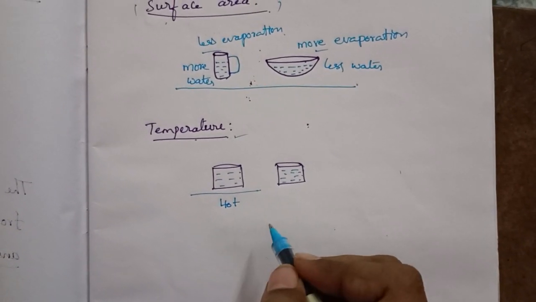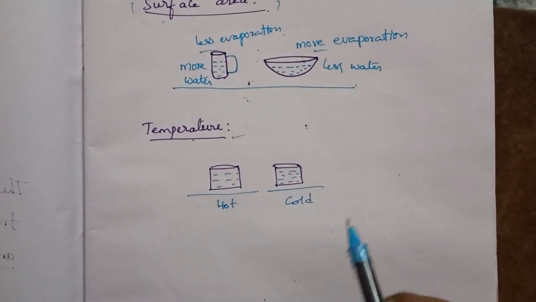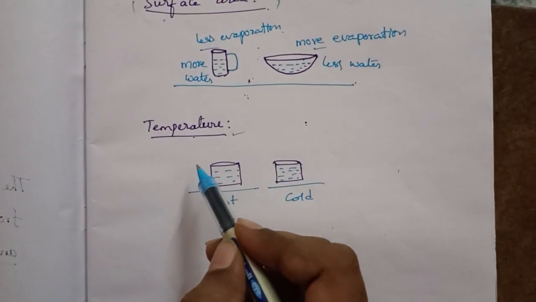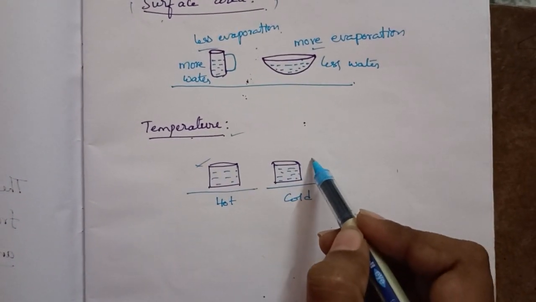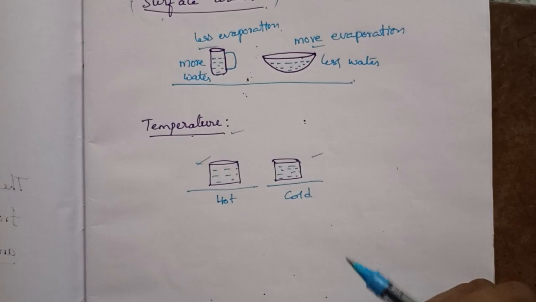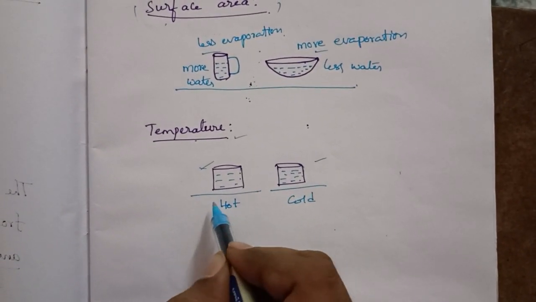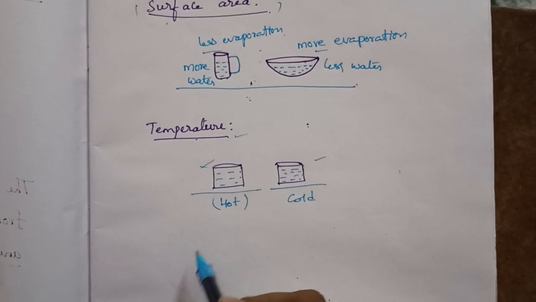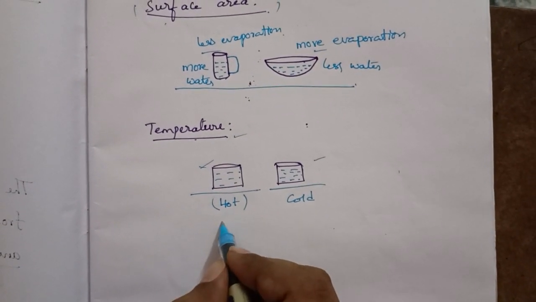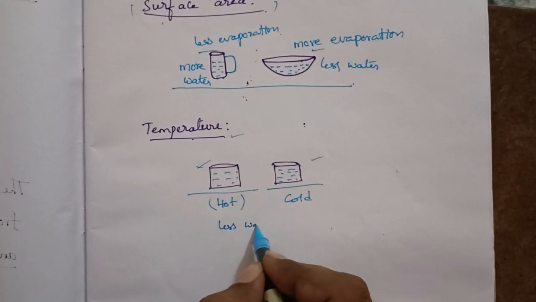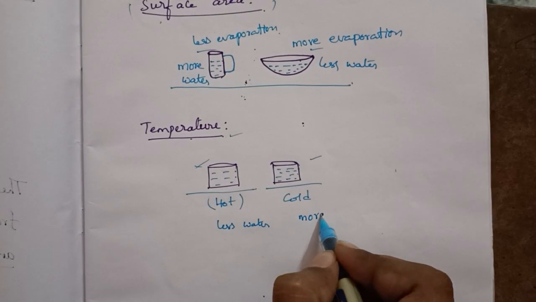where it is more hot. Another one is placed at a cold place. One is placed in the normal atmospheric condition, room temperature. Another one is placed in the AC room, where it will be cold. After a few hours, if you observe, the vessel which we placed in the hot place has less water, and here more water will be present.